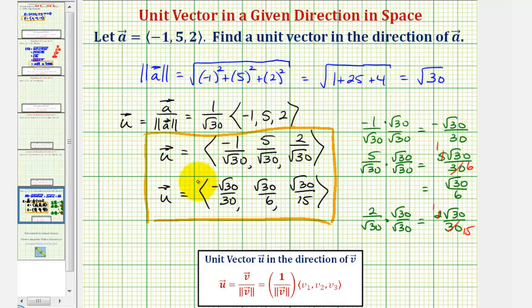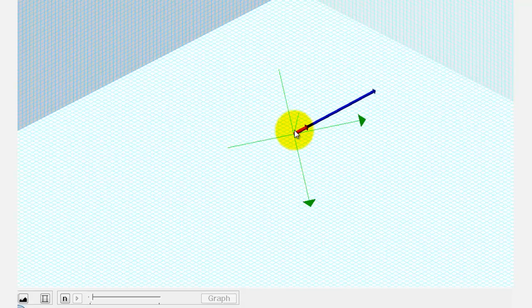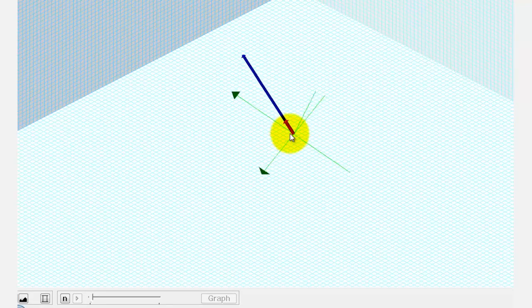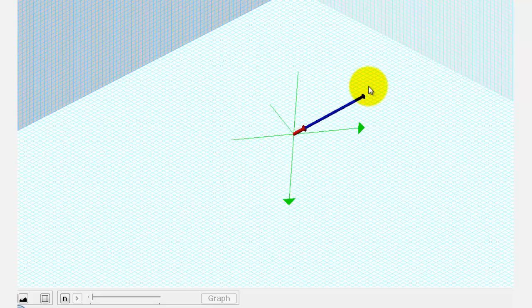And again, this unit vector here is this red vector here, the unit vector in the same direction as this blue vector, the given vector A.